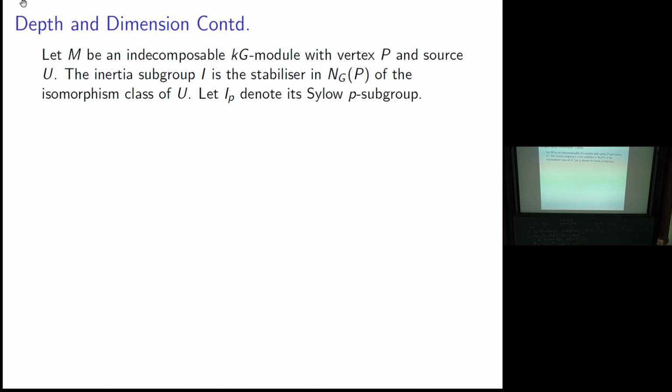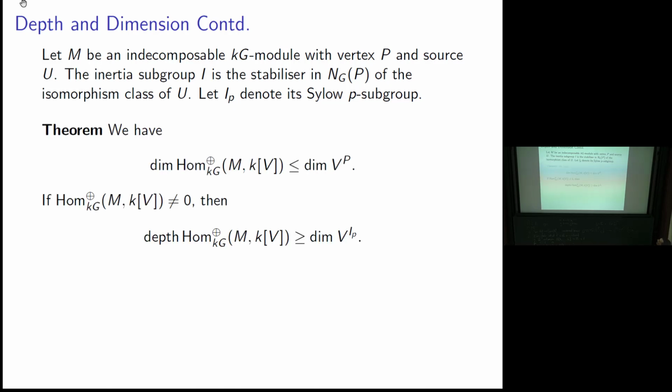There's a notation, but any indecomposable module has a vertex, which is the smallest p group that it's induced up from, or a summand of something induced up from if you're not dealing with p groups. And this controls a lot of its representation theory, or indeed geometry here. This is the best I could do. So if you want the multiplicity of m inside k of v, it's less than the dimension of the fixed point set of p, so the vertex.